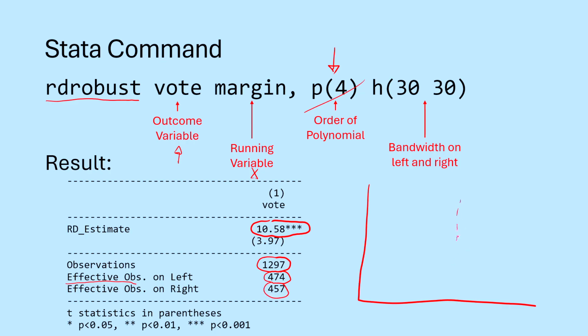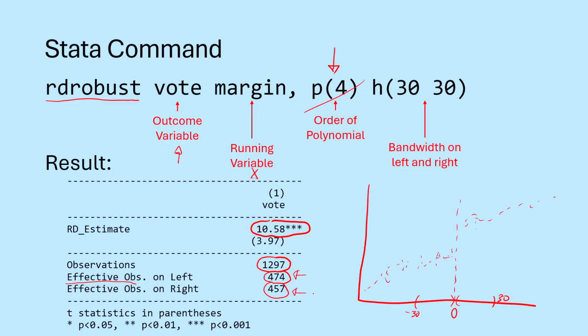What does that mean? It means that if I've got my margin graph over here, there was lots of data all over the place on the left-hand side, and there was lots of data all over the place on the right-hand side. But to fit that polynomial on the left-hand side, I restricted myself to the data just in this range of 30, and that gave me 474 observations on the left. And on the right-hand side, I restricted myself to this range up to 30. That gave me 457 observations on the right.